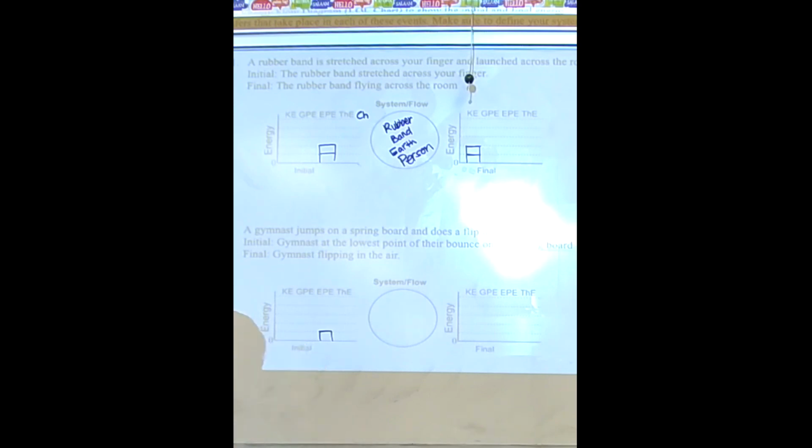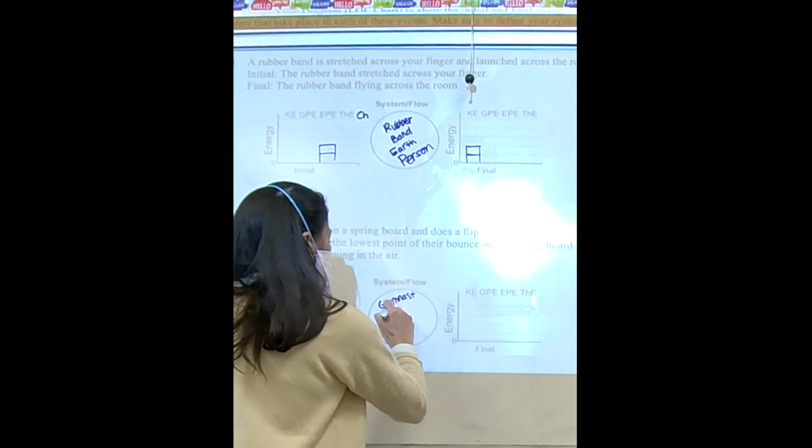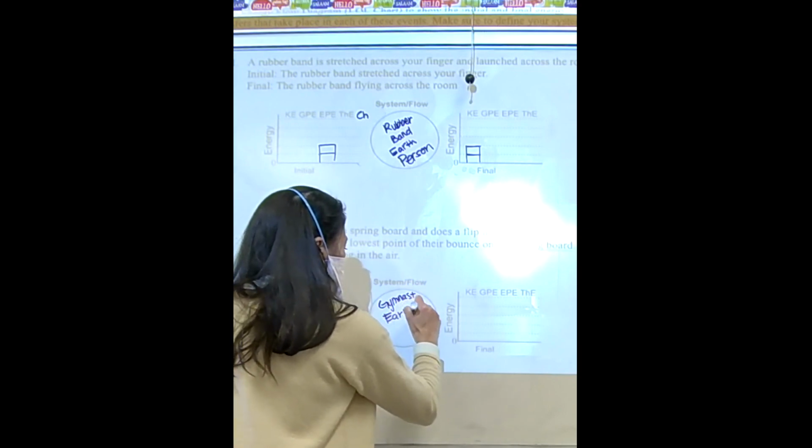And if this person is at their lowest point of the bounce, they're at a moment of rest where they are changing direction. So I would say no kinetic energy either. Again, let's define the system. The gymnast, the earth, the springboard.